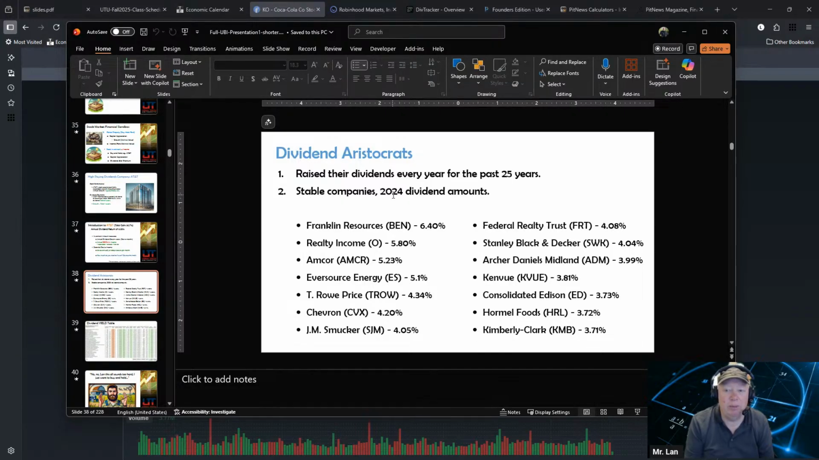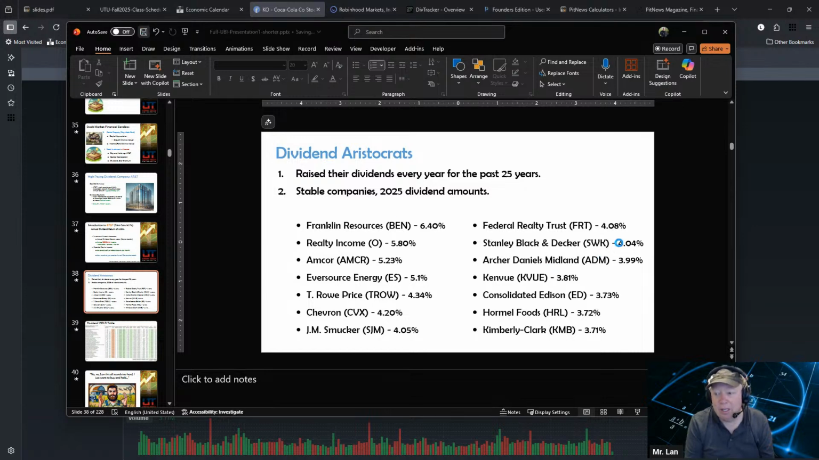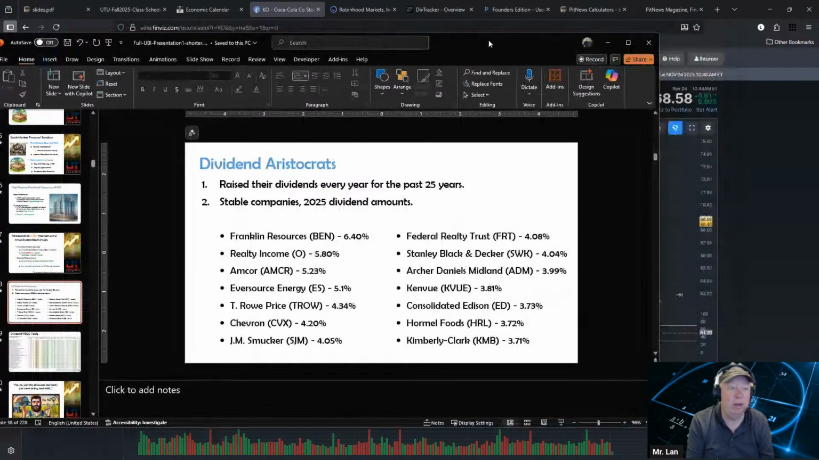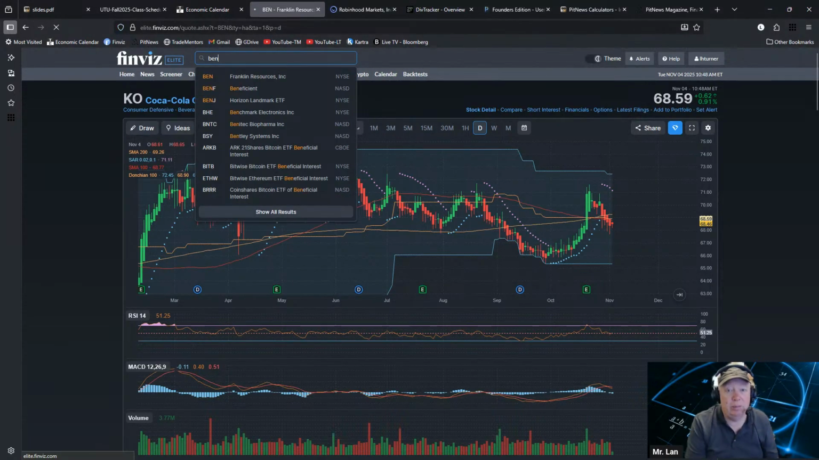Generally stable companies, 2024 dividend amounts, and they're basically the same 2025 dividend amounts because they stay pretty consistent with these rates. Now they're going to probably go up a little bit because they do raise them every year. So let's go look at Franklin Resources, Ben, which does 6.4%. Now remember, a lot of the reason why dividends go up every year is because the stock goes down. Now it's not always the case, but let's pull it up and see what the stock's been doing.